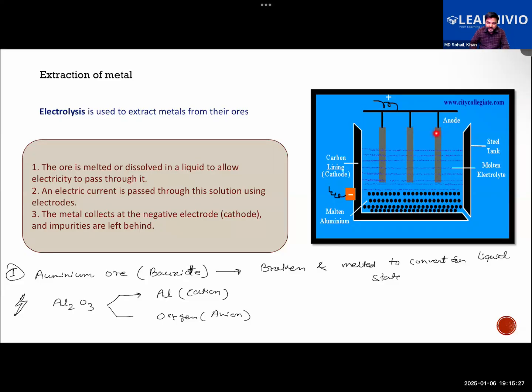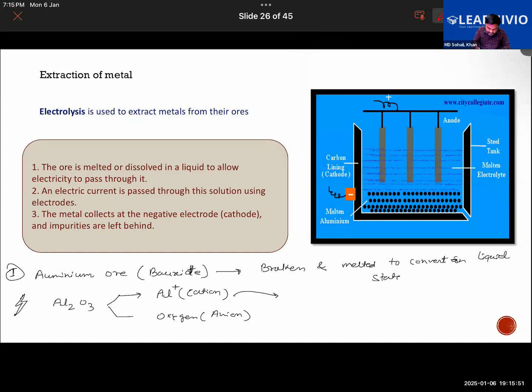Now remember, the steel tank is made as the cathode, right? So cations are positively charged here, right? So this will be attracted towards the steel tank or not? Will it not be settling down at the bottom? You guys tell me. Yes, sir, it will be. Because cations are always attracted towards the cathode.